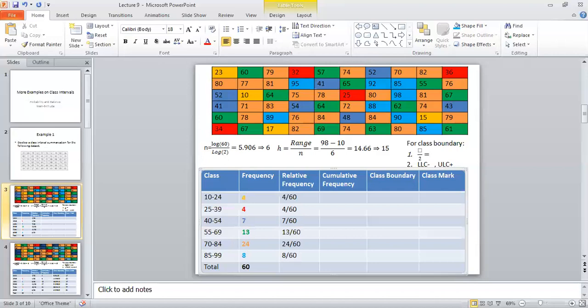And when we add them all, it's 1, indicating that they are probability values. The sum of the probability of all the mutually exclusive events is always equal to 1, and this makes perfect sense. Cumulative frequency is our fourth column.